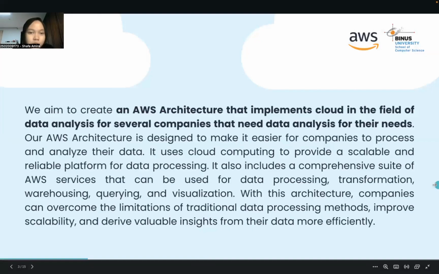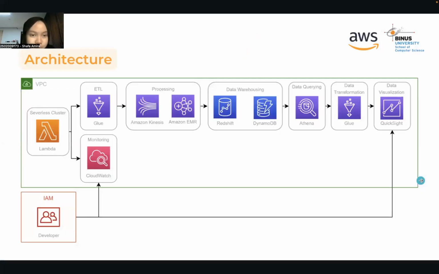It uses cloud computing to provide a scalable and reliable platform for data processing, and it also includes a comprehensive set of AWS services that can be used for data processing, transformation, warehousing, querying, and also visualization. So with this architecture, companies can overcome the limitations of traditional data processing methods, improve scalability, and derive valuable insight from their data more efficiently.